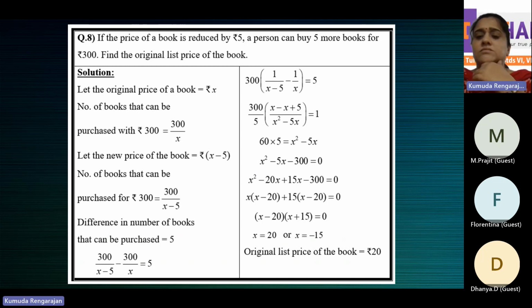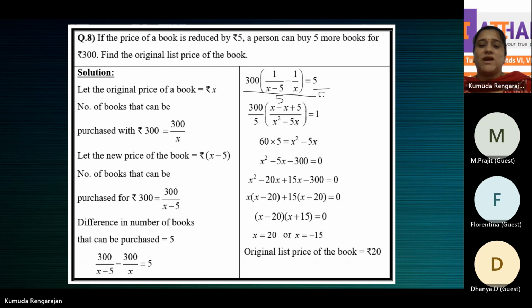How did that 5 come down to? 5 here will come for division, right? Okay, let me put it like this. I'm dividing by 5 on both the sides. So we divide by 5 on both sides. 5 and 5 get cancelled and you get 1 here. And then 300 by 5 is 60. Correct?